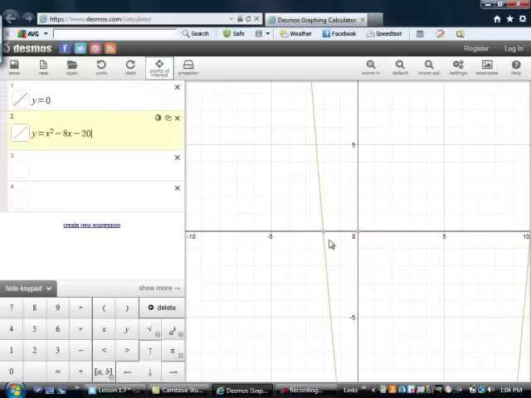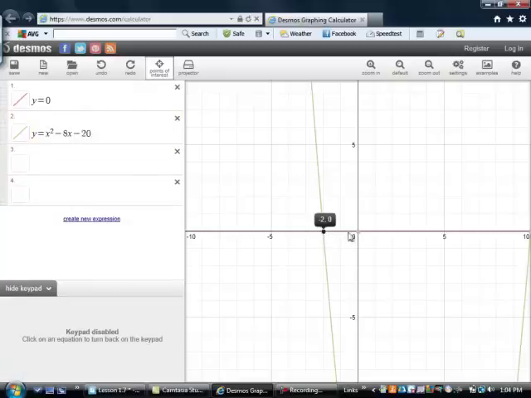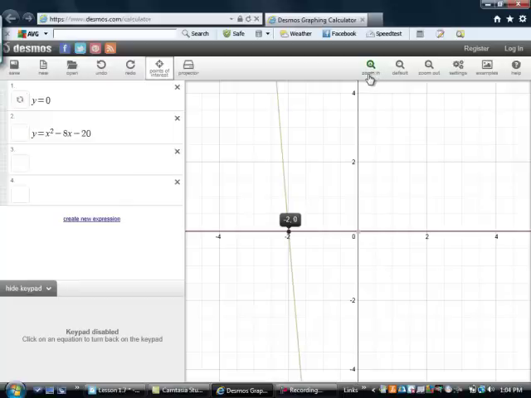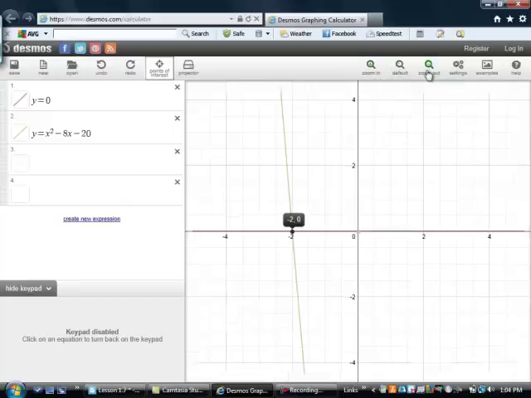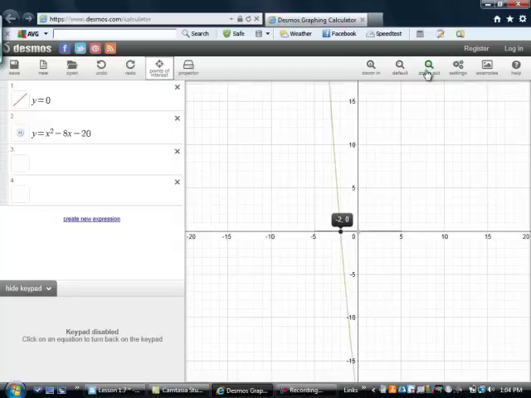So where does it intersect y equals 0? Right there at negative 2, 0, and way over here at 10, 0. It's right off the page. If I zoom out on the graph, you can see it right there. So those must be my two answers, negative 2 and 10.